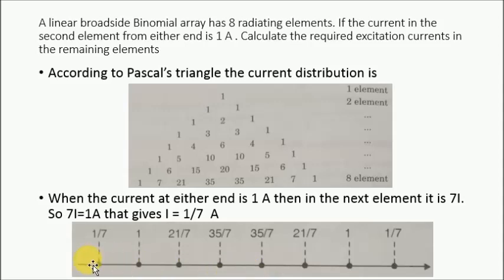So there are 8 elements, and if you observe the second element from either end, this is the first end, and the second element will be this one. This is the other end, and the first element will be this one, and the second element will be this one. So in these two cases, the current flowing is 1 ampere. Now we have to calculate the current flowing through the other antennas.